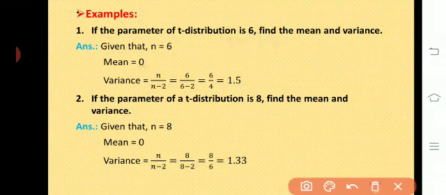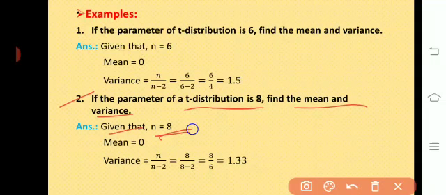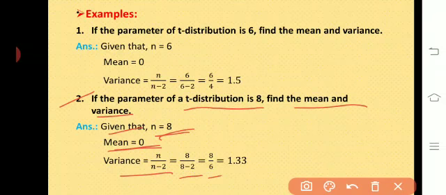Then we have the second example. If the parameter of a t distribution is 8, find the mean and variance. Here given that n is equal to 8. Then mean is always equal to 0, and the formula for variance is n divided by n minus 2, which is 8 divided by 8 minus 2, that is nothing but 8 divided by 6, and if we simplify 8 by 6, it is equal to 1.33. So here mean is equal to 0 and variance is equal to 1.33.